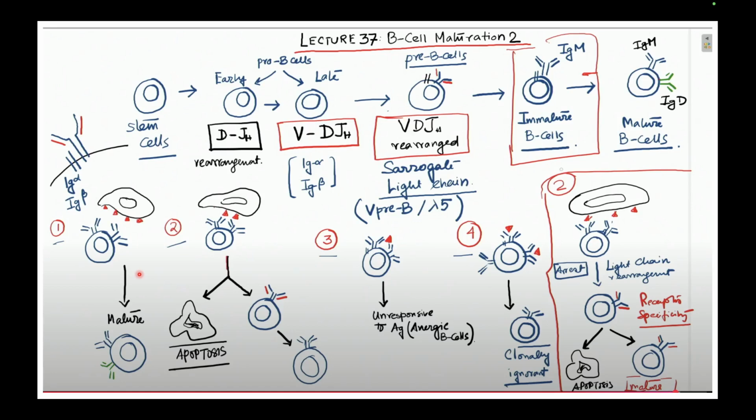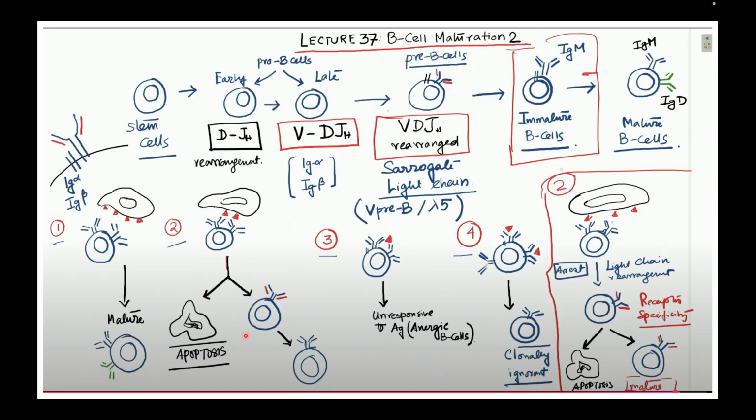That is why this quality control check starts. In this process, if it can interact with the self antigen, it will not be selected. If it does not interact with the self antigen, then it will pass and go to the circulation as a mature B cell. If it interacts with the self antigen, there could be two scenarios. One is that it could die, leading to apoptosis; these cells are eliminated, the death of these B lymphocytes if they interact with the self antigen.